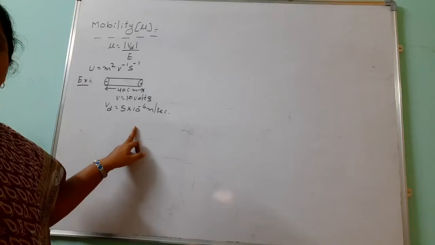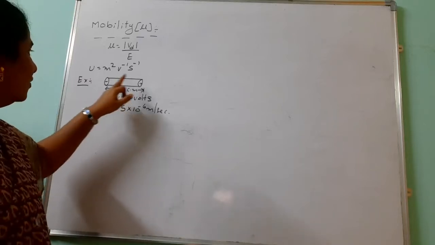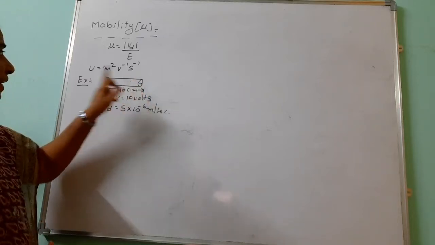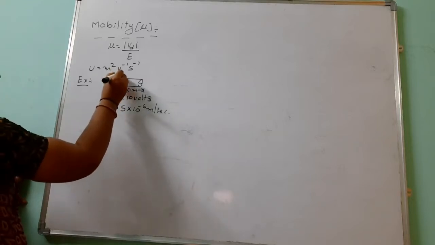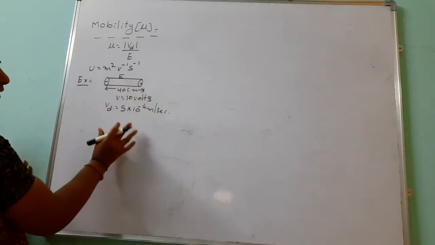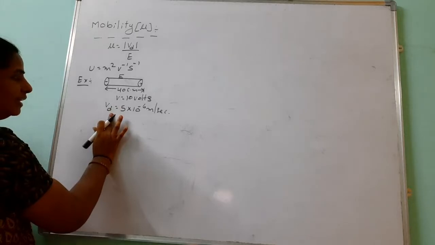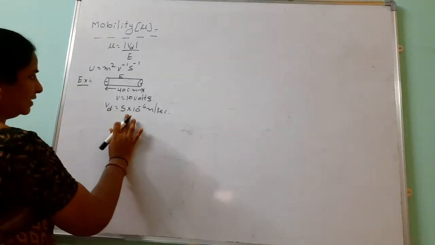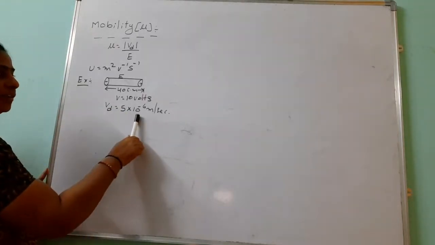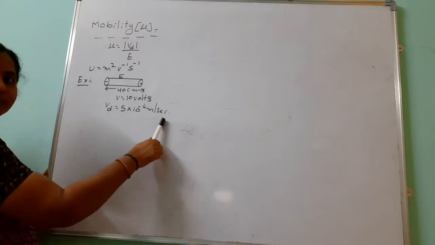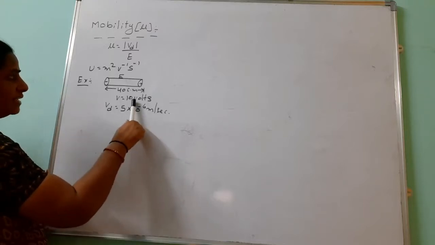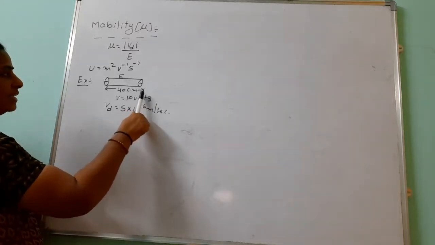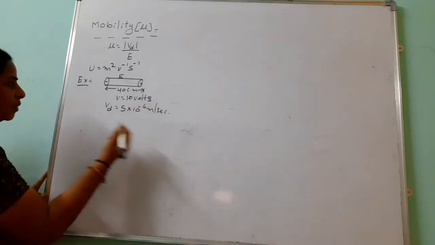And one problem we are doing here. We take a conductor and apply a potential difference. Here we should consider the intensity E. The given data: drift velocity Vd equals 5 into 10 to the power of minus 6 meters per second, the potential is 10 volts, and the length is 40 centimeters. How do we find the mobility?